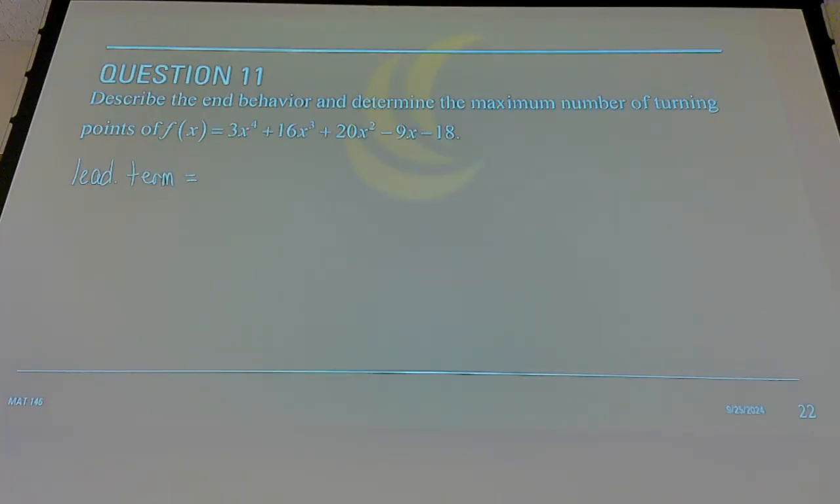What is the leading term? What is the coefficient? Positive or negative? What is the power? Even or odd? What does the function do on the left? Increase. What does it do on the right? Maximum number of turning points.